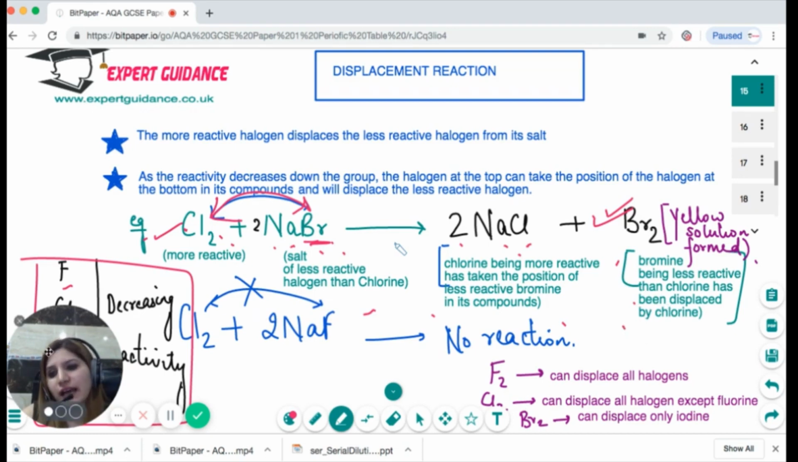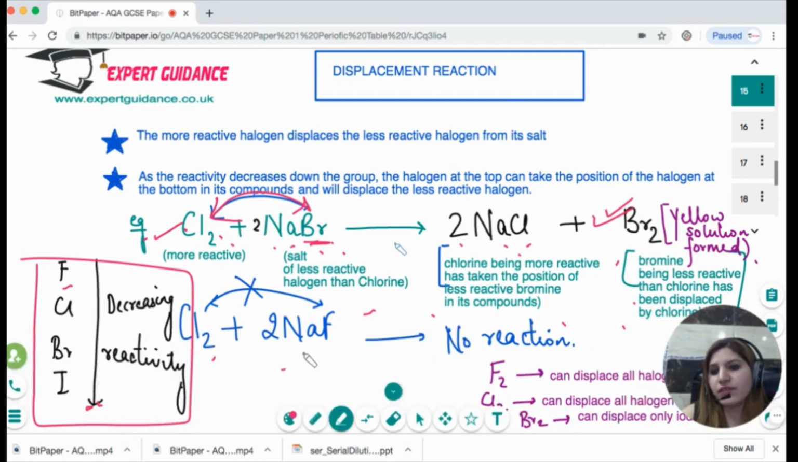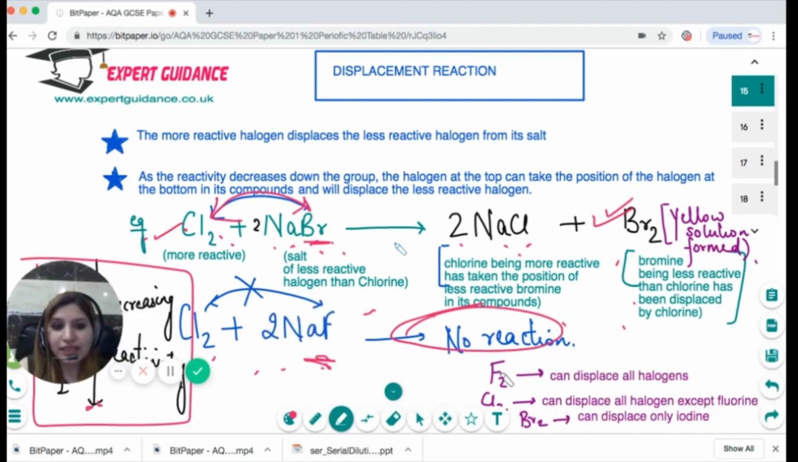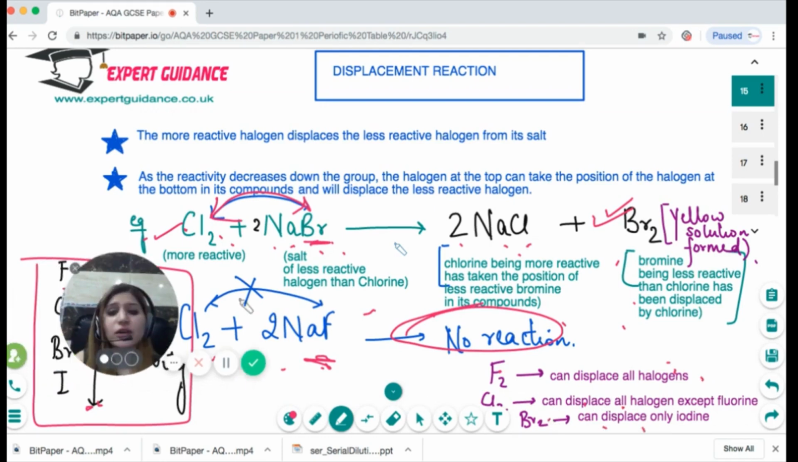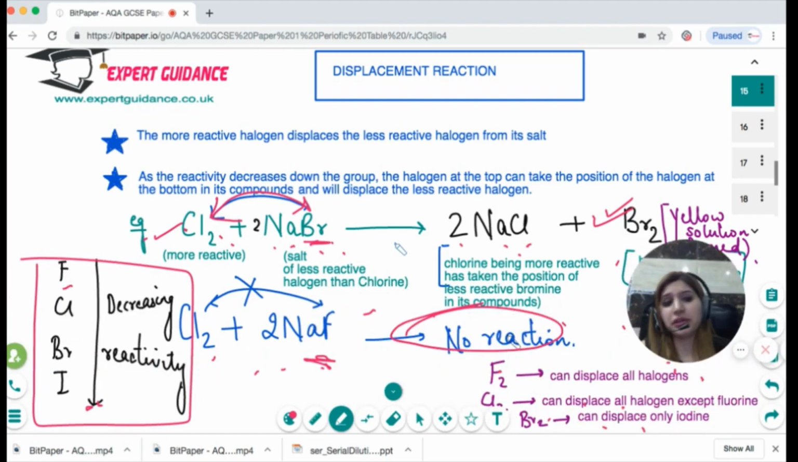On the other hand, if you do this reaction, chlorine with NaF, which is more reactive? Fluorine. Is it alone? No, it is in the form of a compound. So nobody can take its position because it is highly reactive. So no reaction. Fluorine can displace all the halogens. Chlorine can displace all except fluorine. Bromine can displace only iodine, and iodine cannot displace fluorine, chlorine or bromine.